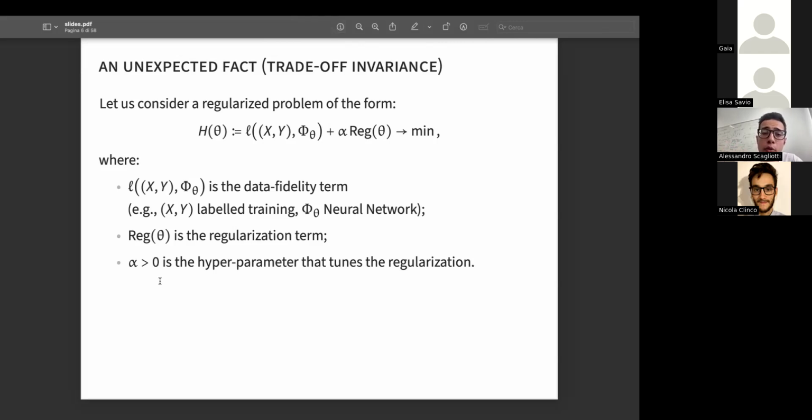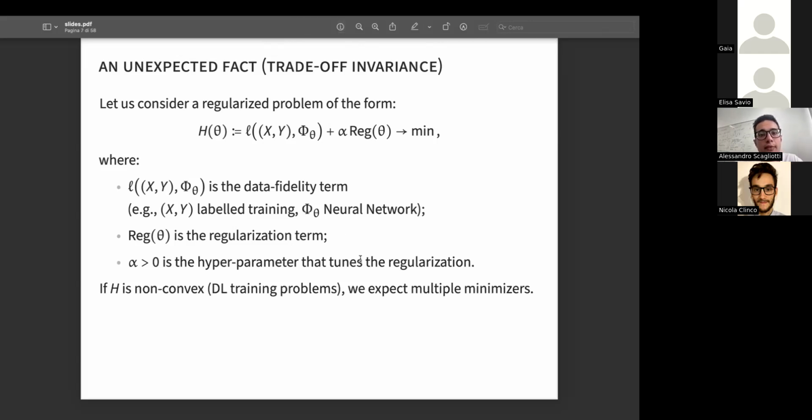A crucial role will be played by alpha. Alpha, using again the language of machine learning, is a hyperparameter, so it's something that is chosen at the beginning. It is a constant that is in charge of tuning this regularization. So the higher alpha is, the more importance we are giving to the regularization term.